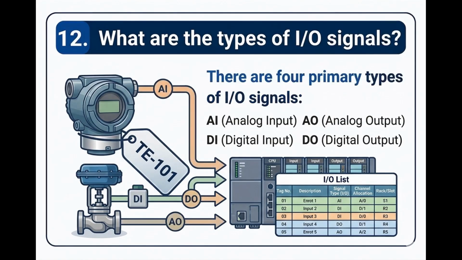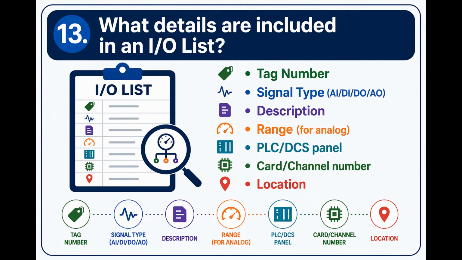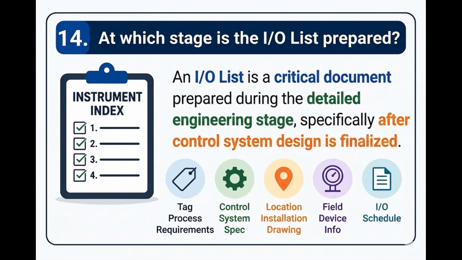What are the types of I/O signals? AI, analog input, AO, analog output, DI, digital input, DO, digital output. What details are included in an I/O list? Tag number, signal type, AI, DI, DO, AO, description, range for analog, PLC DCS panel, card channel number, location. At which stage is the I/O list prepared? Prepared during detailed engineering stage, after control system design is finalized.